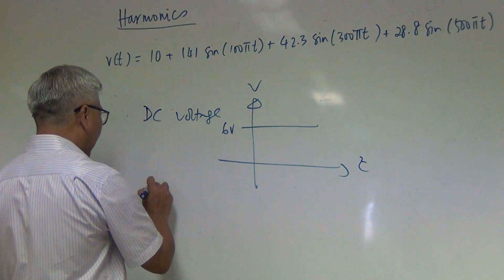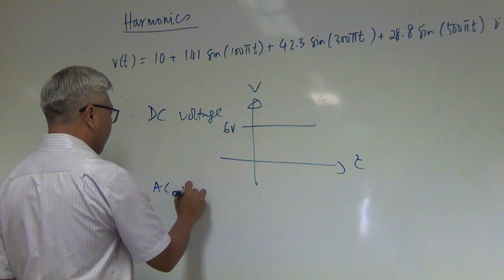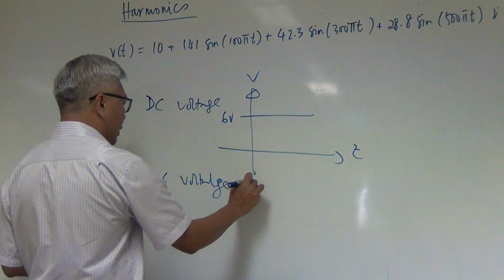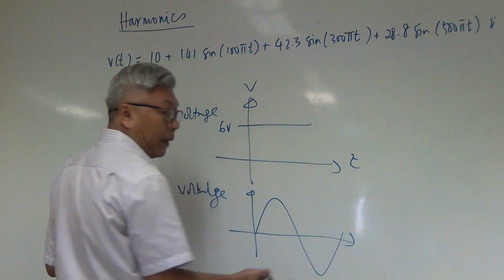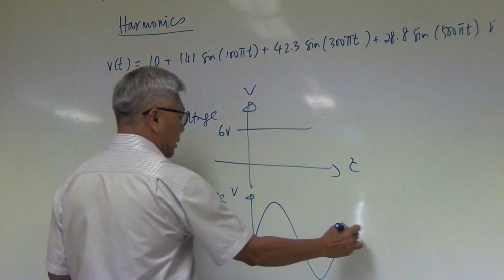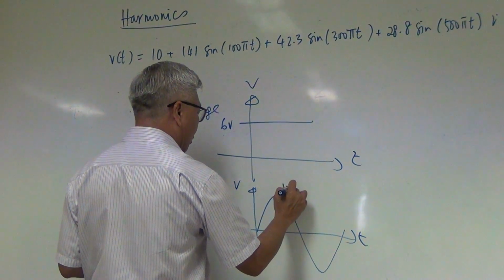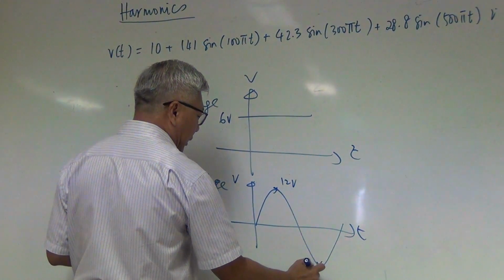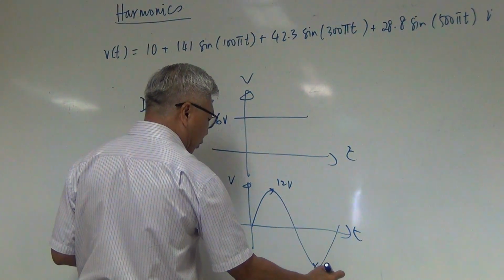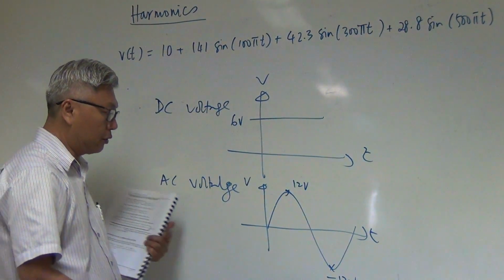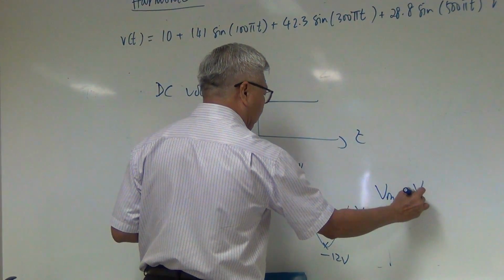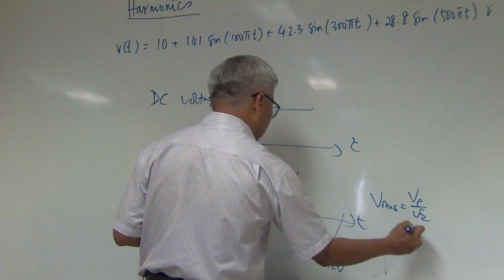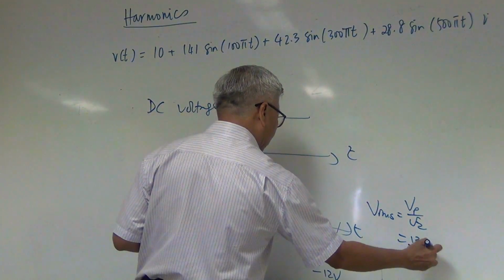Whereas if it's a sine wave, an AC voltage, it is actually changing in a sine wave format. This is the voltage and this is the time. And here, let's say it's 12 volt, then the peak voltage is 12 volt, the negative peak is minus 12 volt, and peak to peak is 24 volt. Can you recall this? And then VRMS is equal to Vp divided by square root 2. So in this case, it is 12 divided by square root 2 volts.